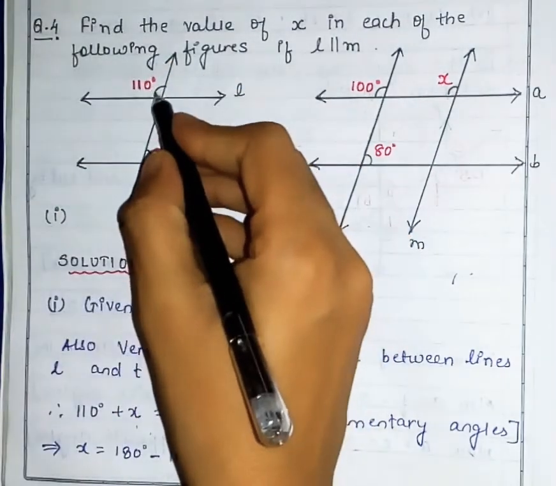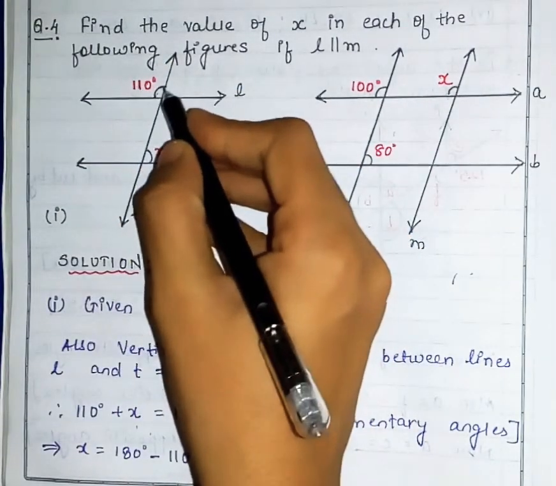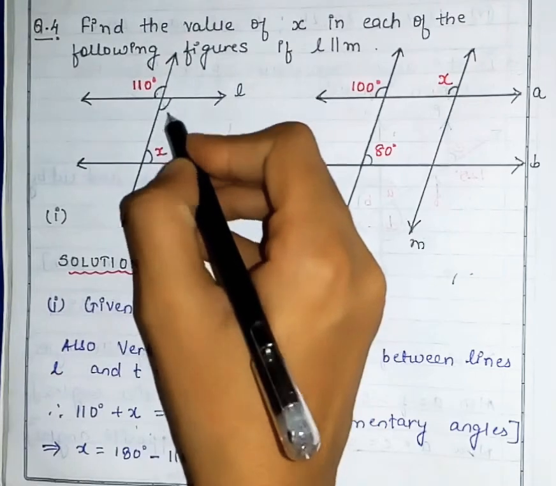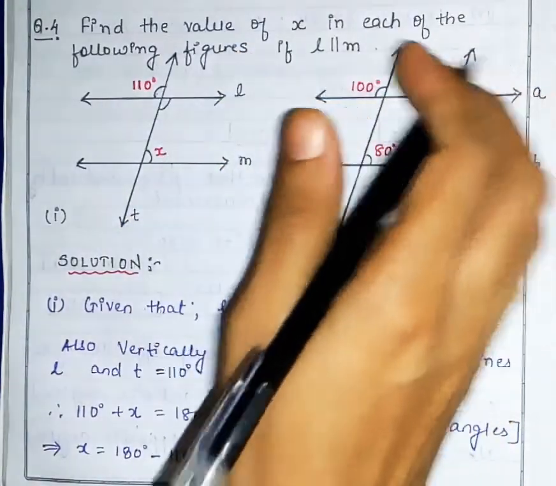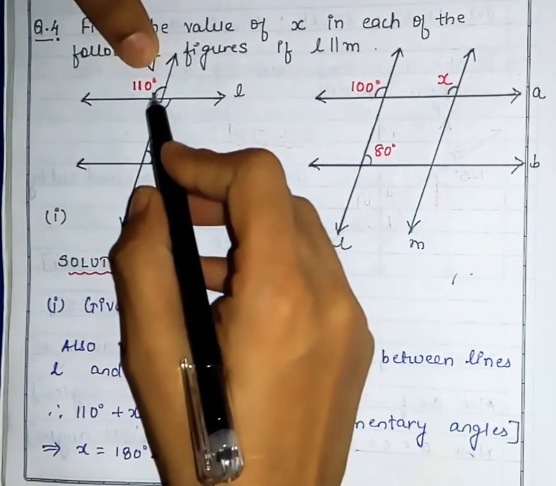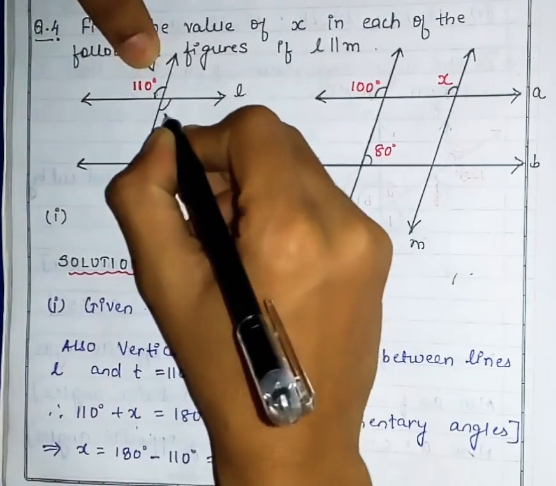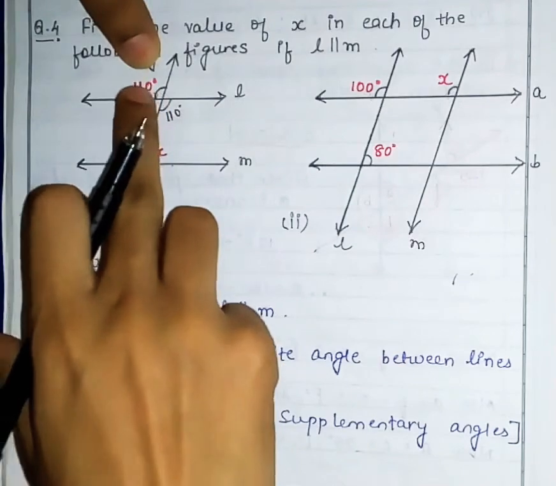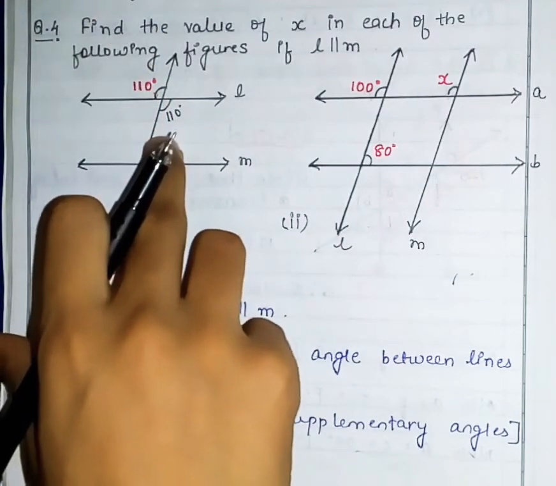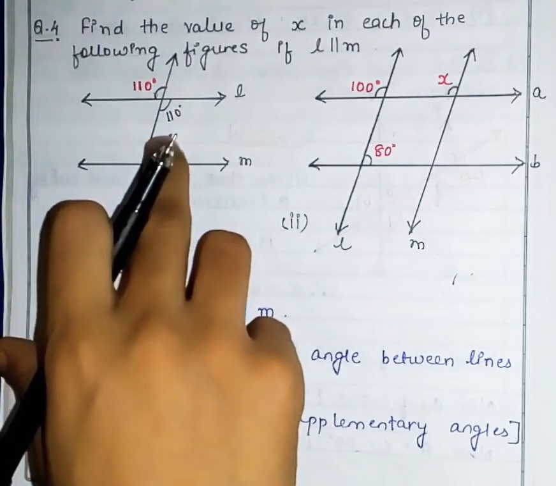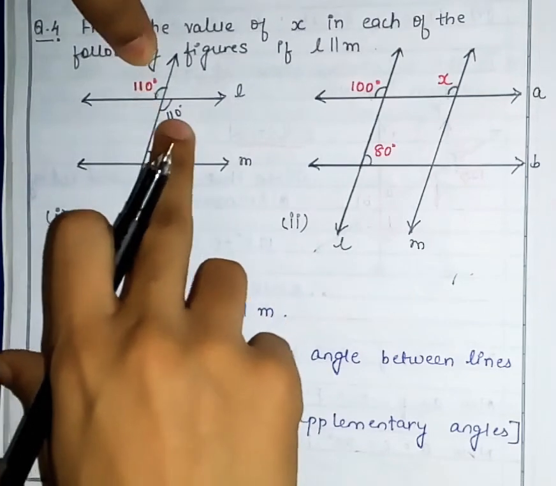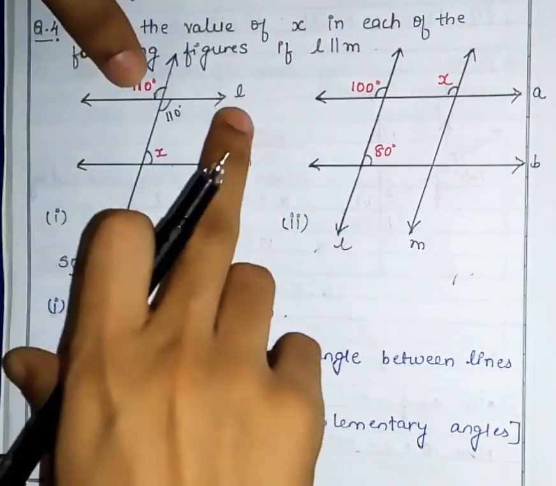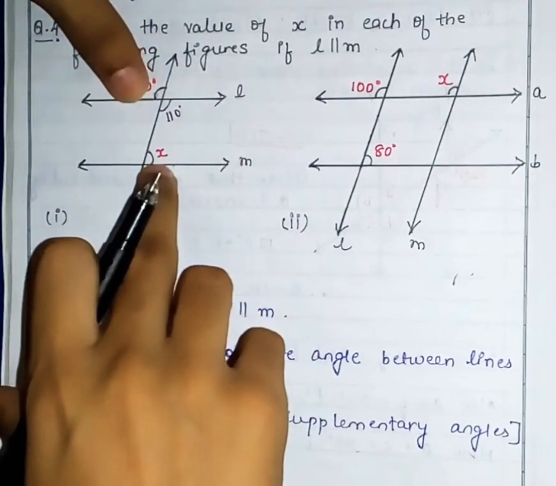Now this 110 means this part and this part are both vertically opposite angles. So if this is 110, this is also 110, because they are vertically opposite angles and vertically opposite angles are always equal. Now you can find out this x. How can you find it out?